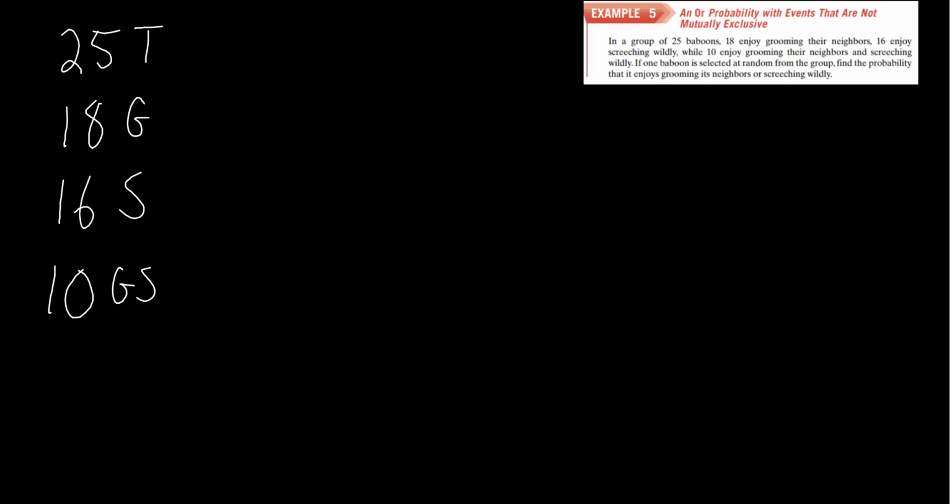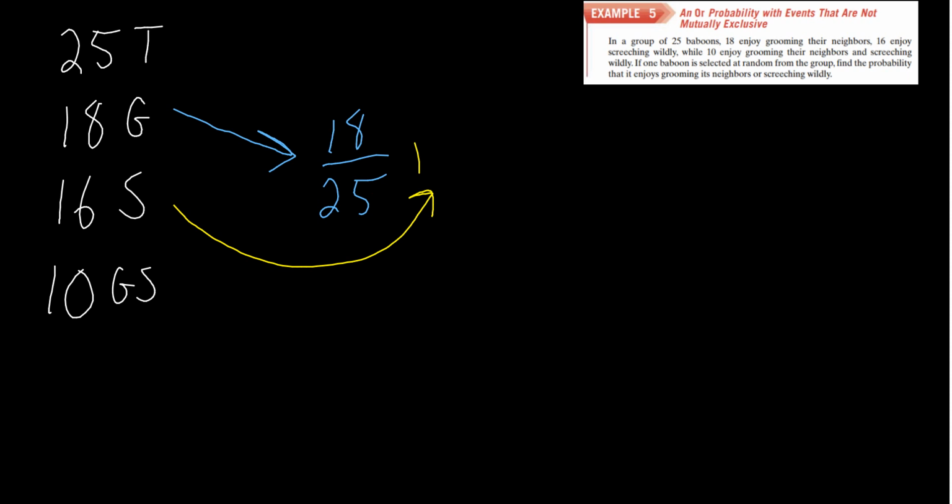The problem wants the probability that it enjoys grooming its neighbor or screeching wildly. 18 of the 25 enjoy grooming its neighbor, plus 16 of the 25 enjoy screeching wildly. If we just stopped there, we'd have 34 over 25, and that doesn't make sense. We can't possibly have more baboons that enjoy these activities than the total number of baboons we have.